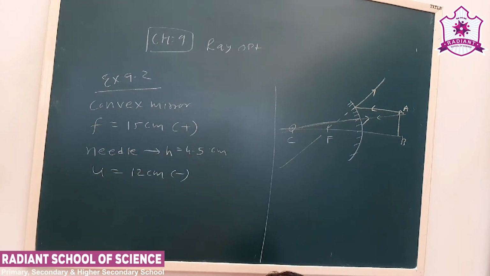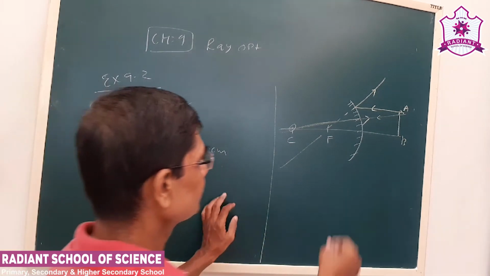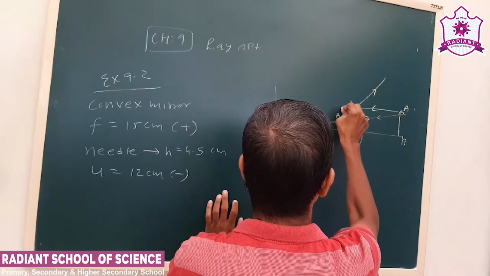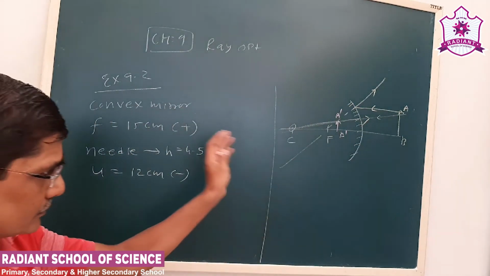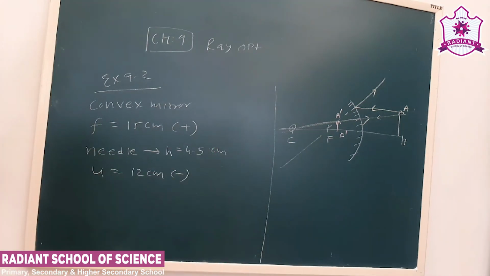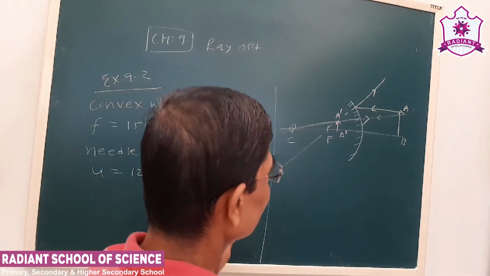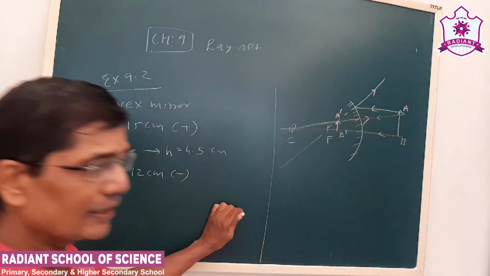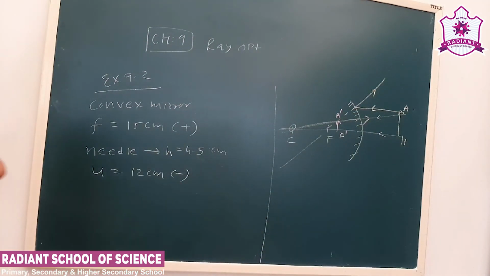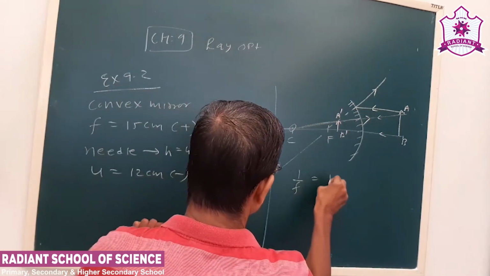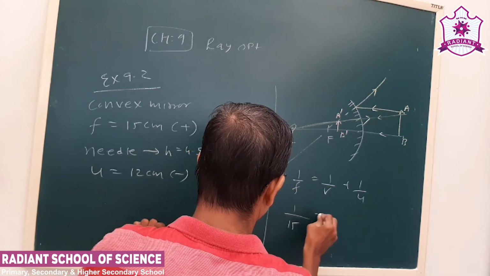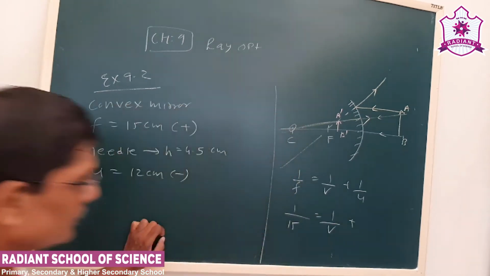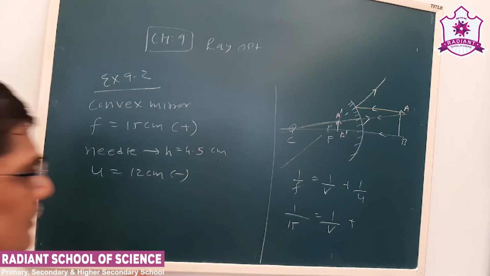So this is how the image is formed. AB is the object and A dash B dash is the image formed. By convention, the V value we should get is positive, because that distance is in the direction of the incident ray. Now we use the mirror formula: 1 by F is 1 by V plus 1 by U. F is positive for a convex mirror, U is minus 12.